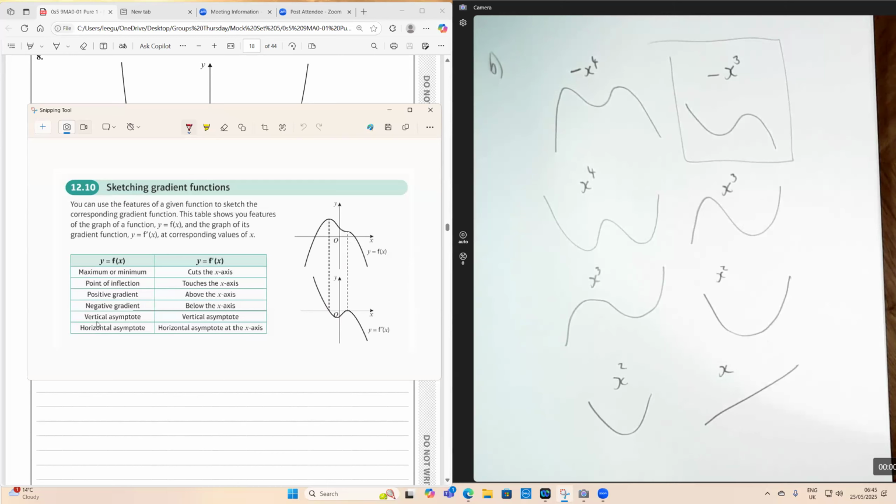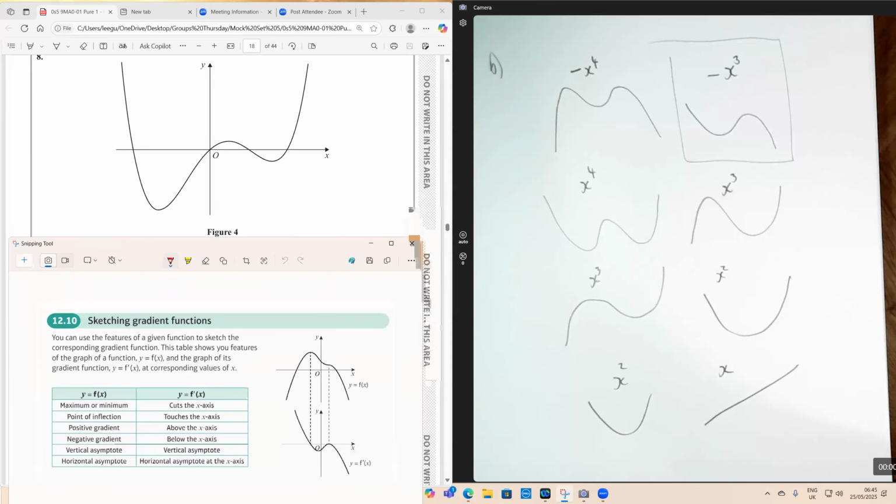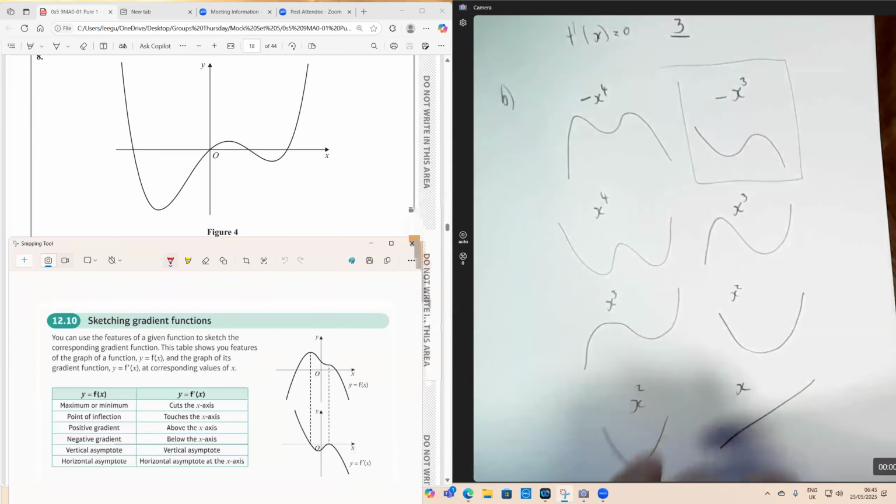Two other little things to note are that a vertical asymptote just remains as a vertical asymptote. That's good to know. That doesn't change. And a horizontal asymptote becomes a horizontal asymptote at the x-axis. Okay. All right, so let's apply all of that logic to our graph that we've got here.